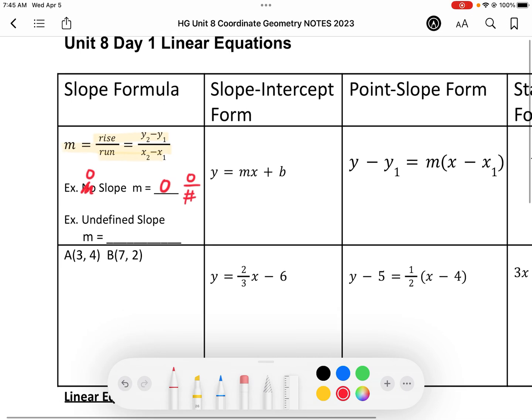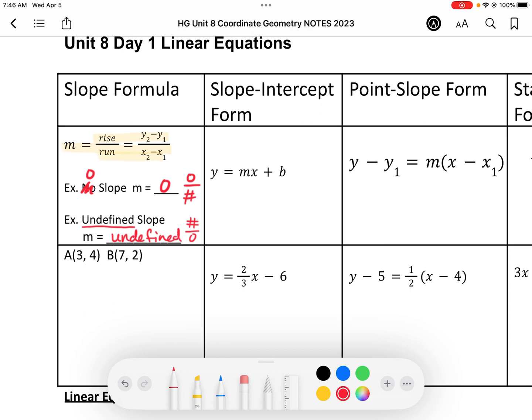When we have 0 on the bottom of a fraction, though, if the run is 0, so any number over 0, that creates a mathematical conundrum where we cannot actually divide by 0. If you tried to divide it by 0 in a calculator, you would get an error message. It's because there is no mathematical definition for dividing by 0. So we say that the slope is undefined.